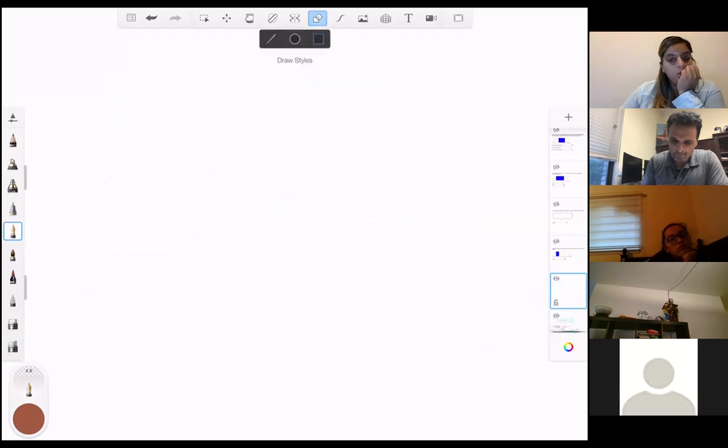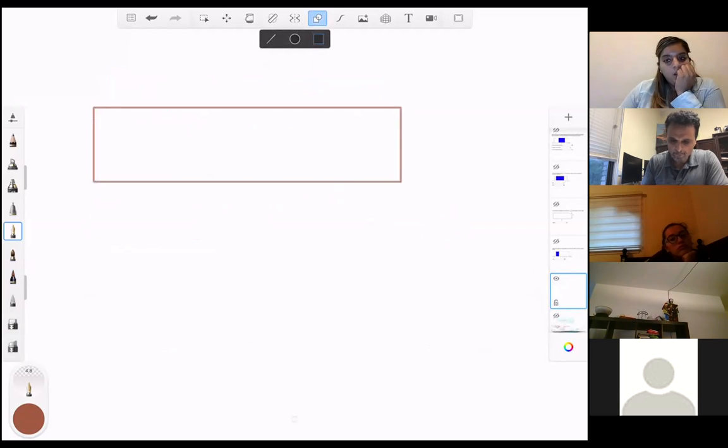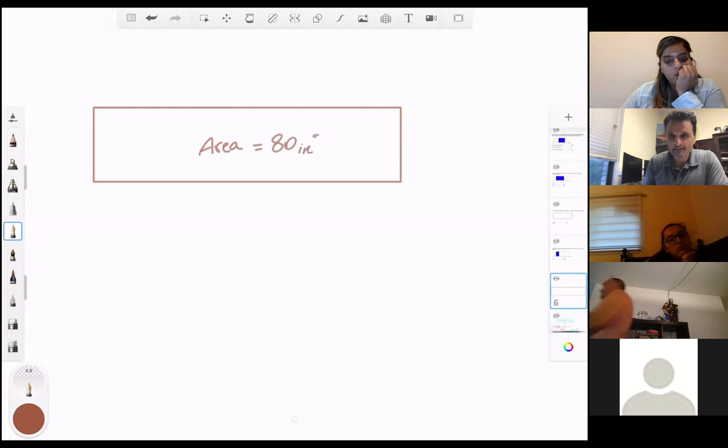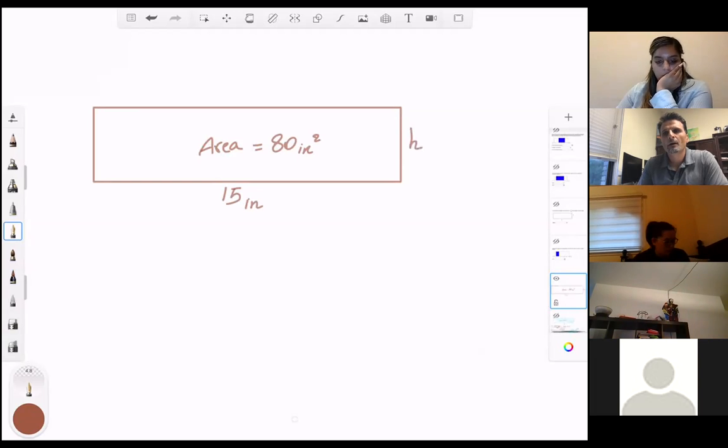Another example, I give you guys the area equal to 80 inches squared. The base is 15 inch. I'm looking for the height. What is the value of H?